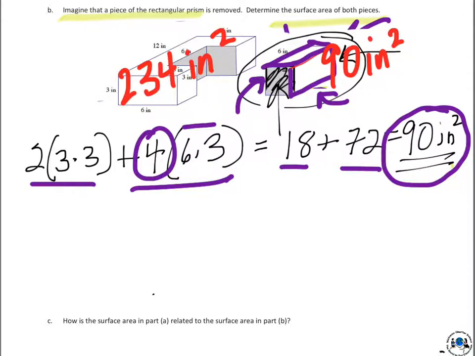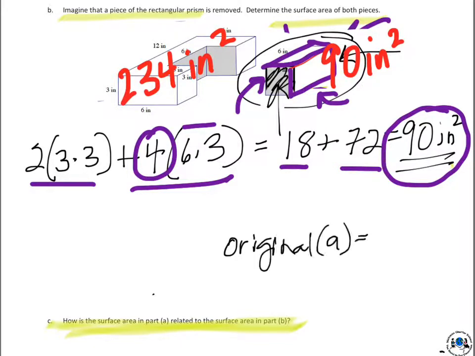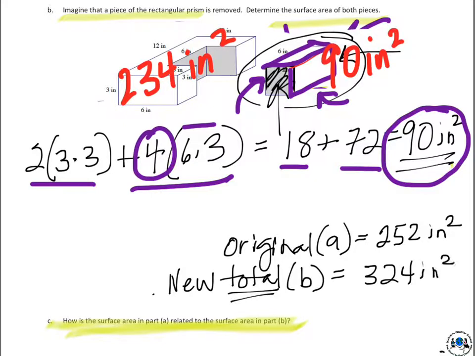So C over here asks, how is the surface area in part A related to the surface area in part B? Remember, in part A we had 252 square inches as our original, and our new total is 324 square inches. So by removing that piece, we've actually gained a net 72 square inches of surface area.